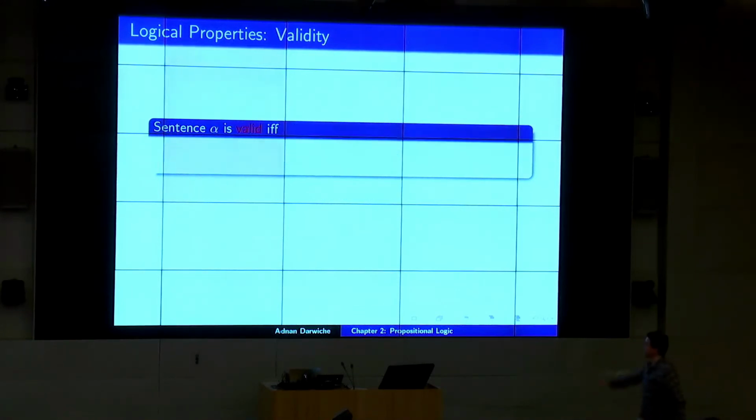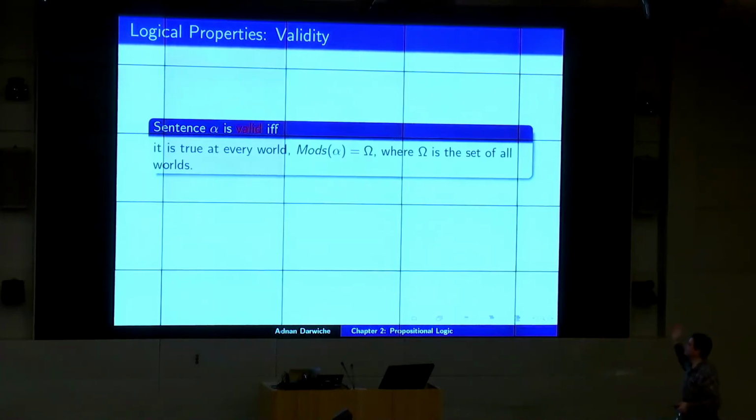So, okay, validity. Validity is a tautology, something that's vacuous, something that is always true. What's the definition? It's true at every world. So basically, we're going to use this omega to mean all worlds, and yes, it is basically as simple as this. It is true at every world.